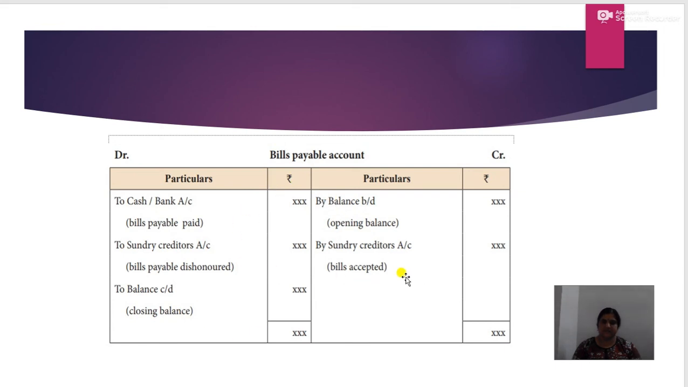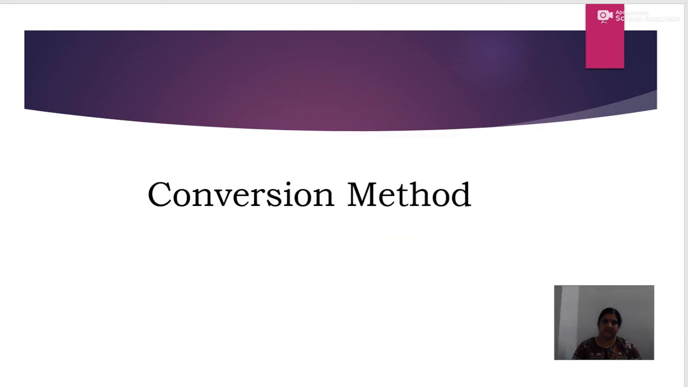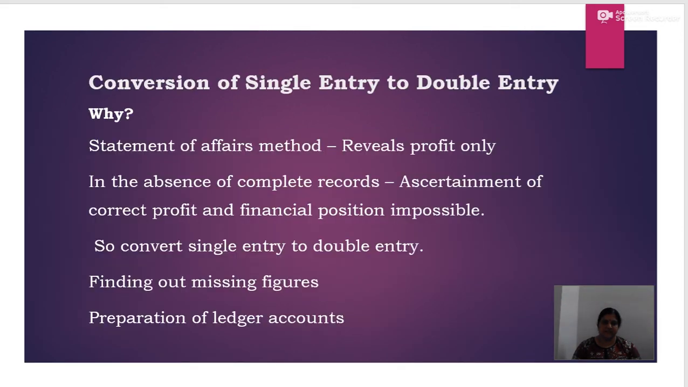So these are the informations which will be mentioned in bills payable account. So from bills payable account, bills receivable account, sundry debtors account, and sundry creditors account, we can ascertain some missing facts and figures or some missing values or missing informations. So for that purpose, we will be preparing total debtors, total creditors, bills receivable, and bills payable account. Okay, hope it's clear.